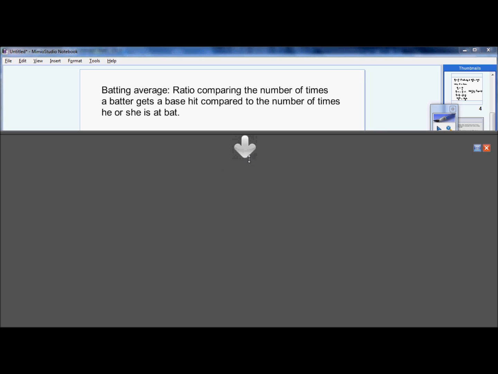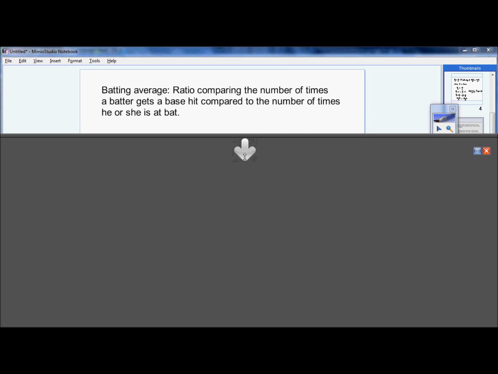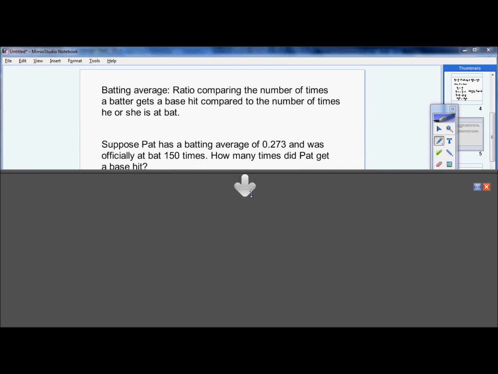And a batting average will compare a number of base hits to the number of times a person's at bat. Okay, so that's our definition of our batting average ratio, comparing the number of times they get a base hit compared to the number of times at bat. So when you hear that somebody has a certain batting average, it's really telling you basically a percentage of the time that they get those base hits.